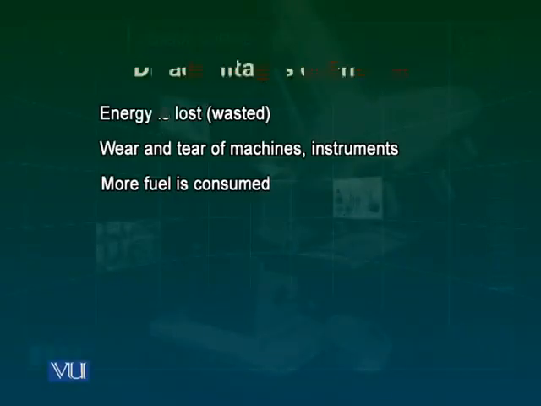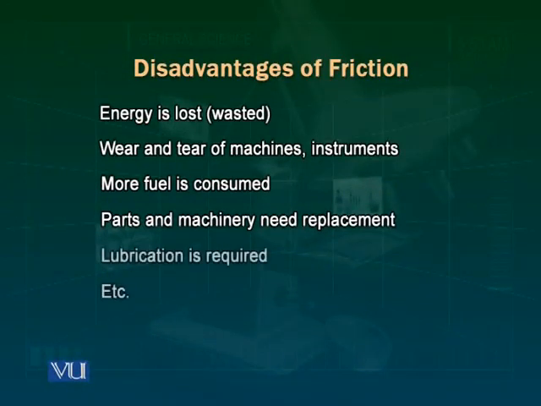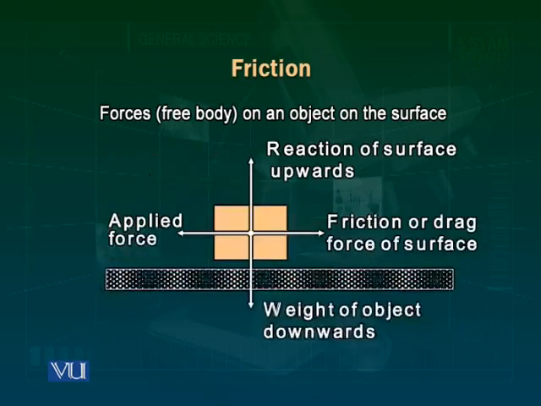Fuel is used to overcome friction, and therefore the cost of running that machine or equipment in the presence of friction increases. And because wear and tear is there, sometimes parts have to be replaced at a larger frequency. Of course, we also require lubrication. Lubrication is a technique with which we reduce friction, and that is why we have to lubricate things. So in other words, that overcomes friction.